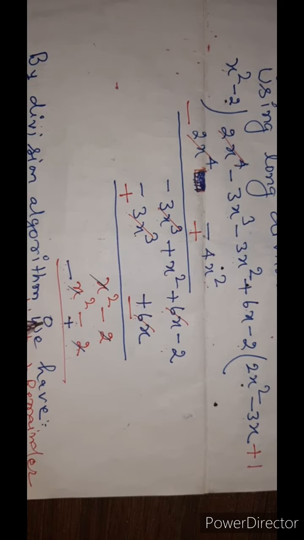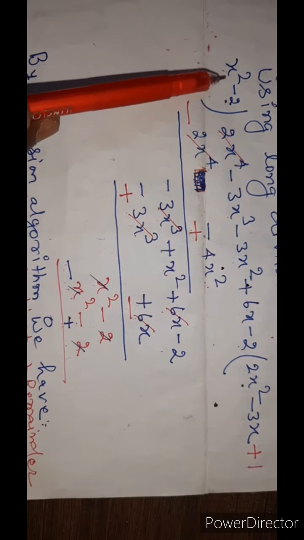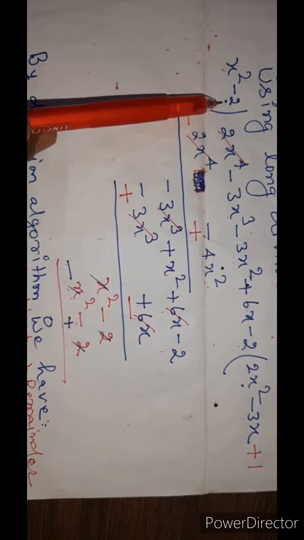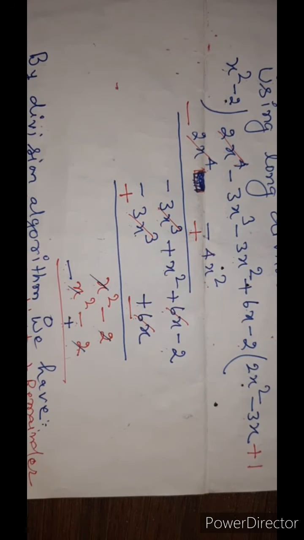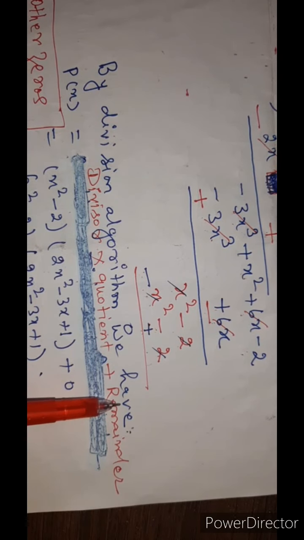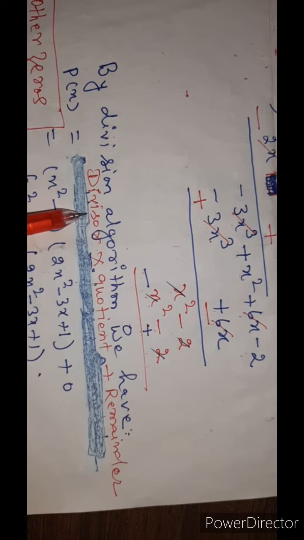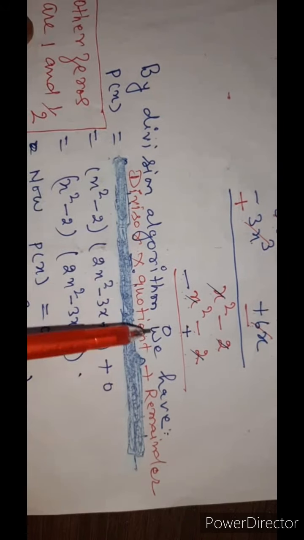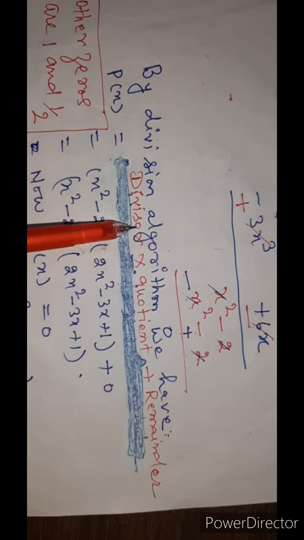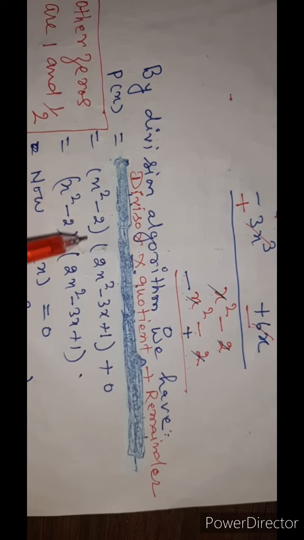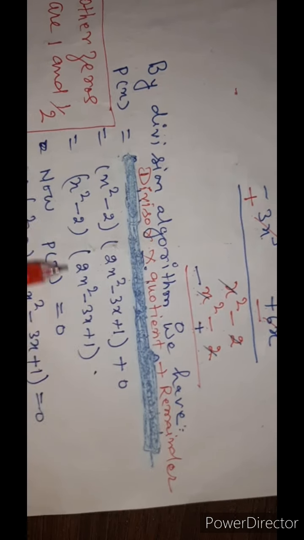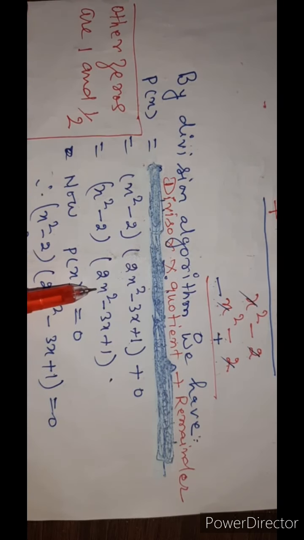Here the remainder is 0, which means that x square minus 2 is a factor of the given polynomial. By the division algorithm, we have p of x is equal to divisor into quotient plus remainder. Now put the values here: in place of divisor, x square minus 2, the quotient 2x square minus 3x plus 1, remainder is 0. This will be x square minus 2 into 2x square minus 3x plus 1.